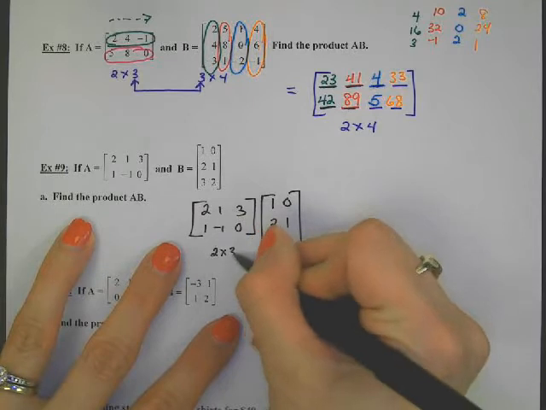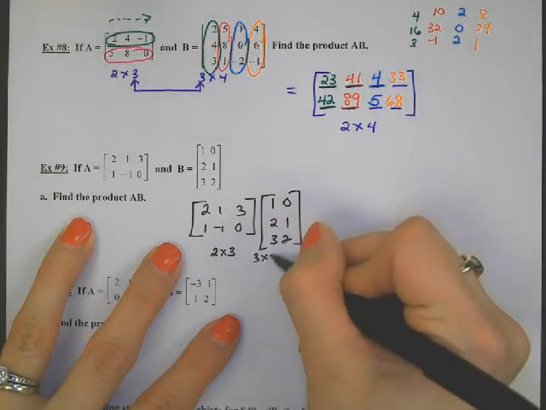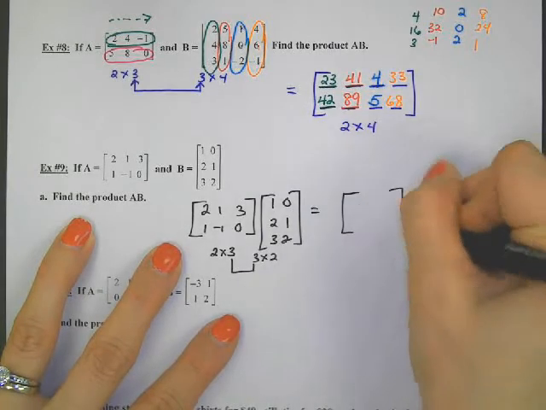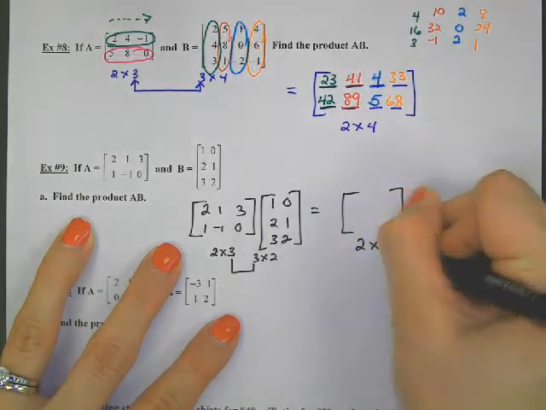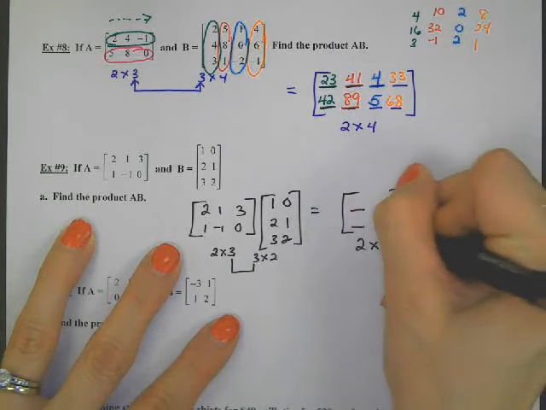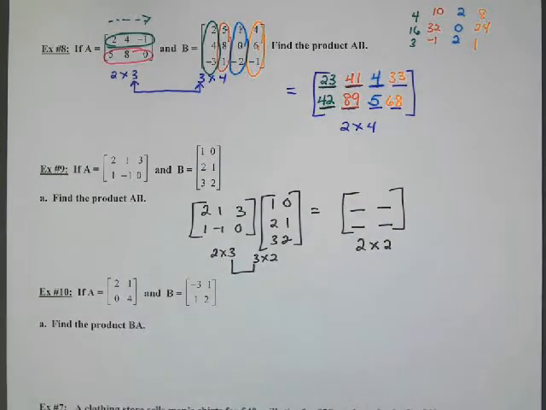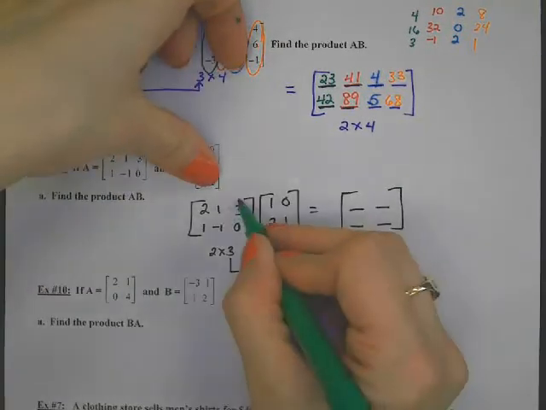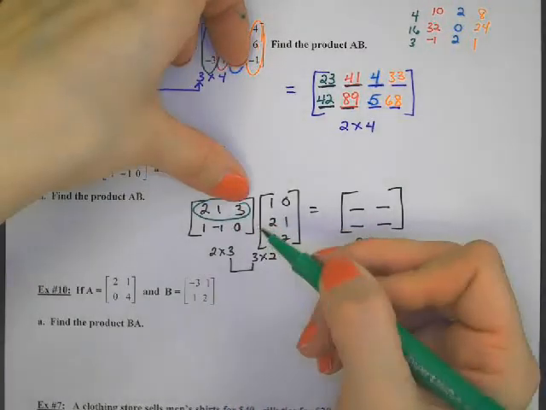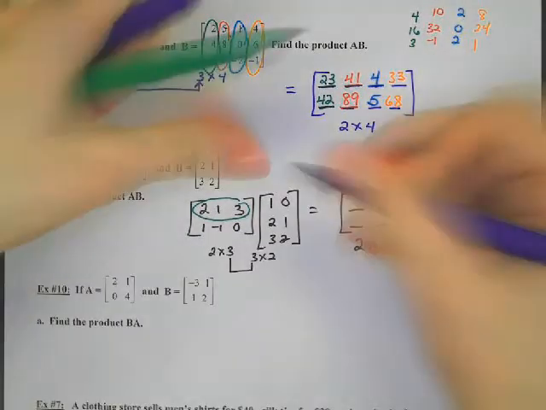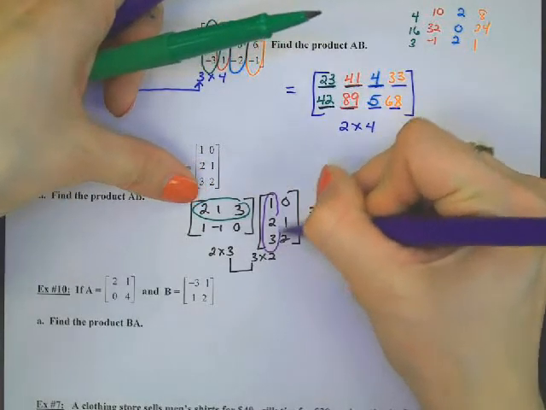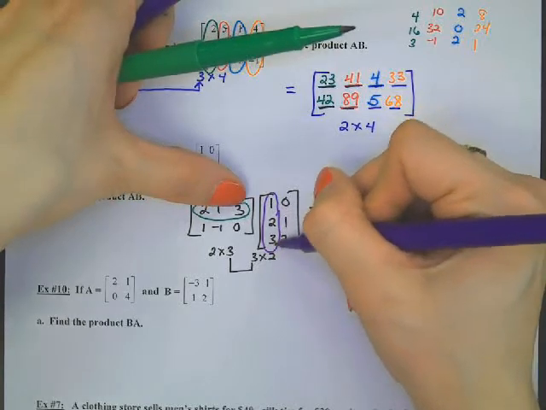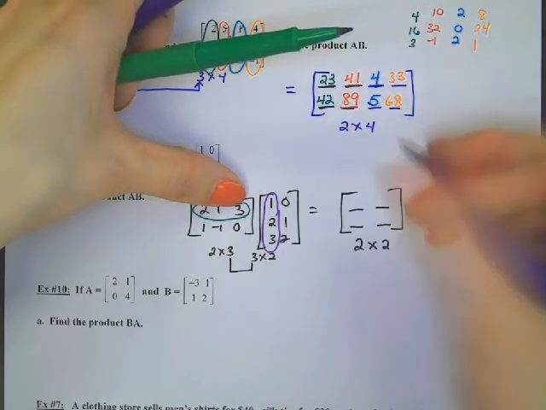This is a 2 by 3. And this one's a 3 by 2. They do match, and so the size of the answer is going to be a 2 by 2. Let's get 2 by 2 entries all lined up just to make sure we don't miss anything. Okay, we're going to use this top one first. We're going to go across the top while we go down the first column. 2 plus 2 plus 9, 13.